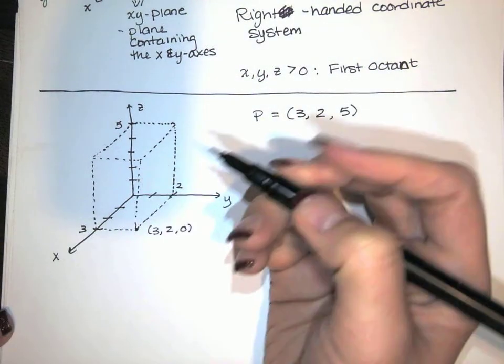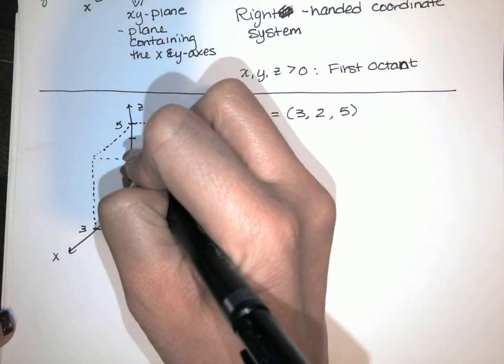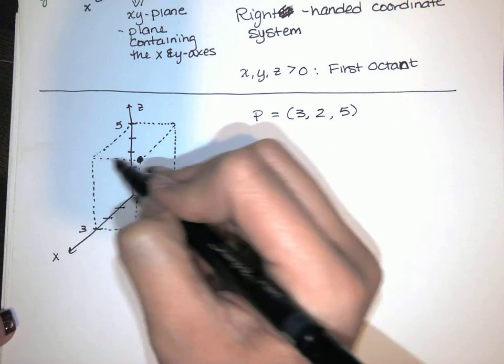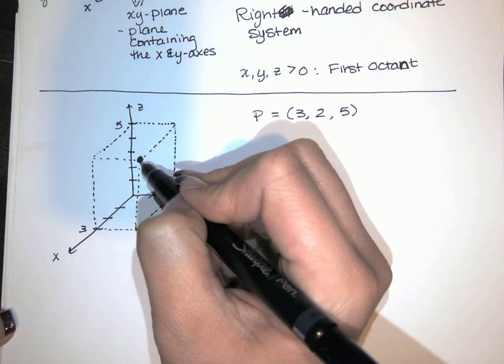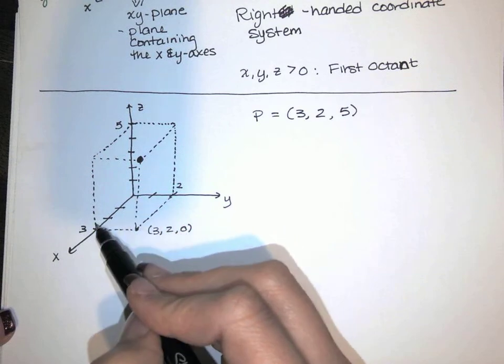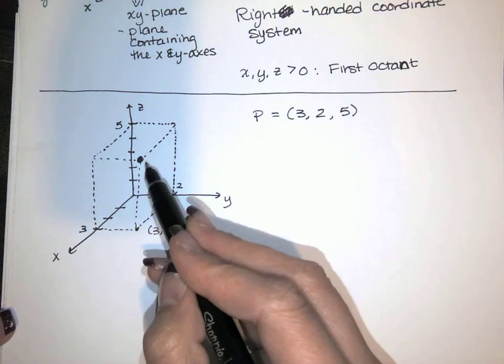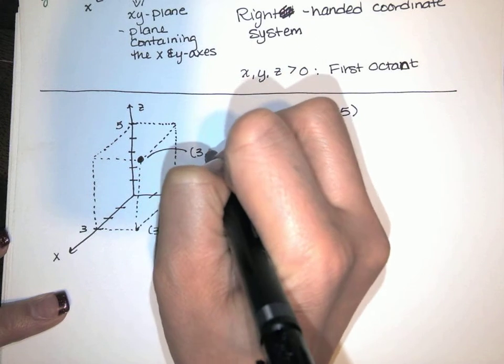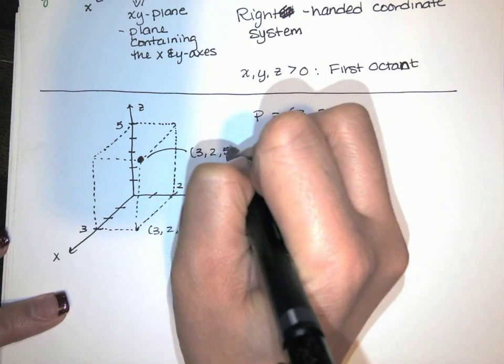You can see it's not even quite parallel. But there we are. We go forward 3, plus 2 units in the y direction. Actually, forward 3 plus 2 units in the y direction, and up 5 units in the z direction. And we're located here at x equals 3, y equals 2, z equals 5.